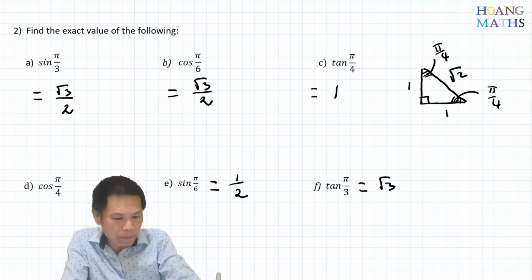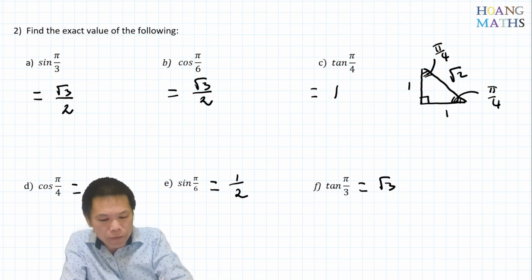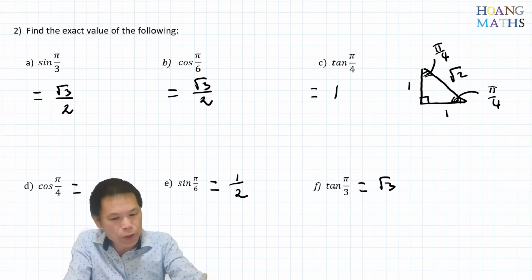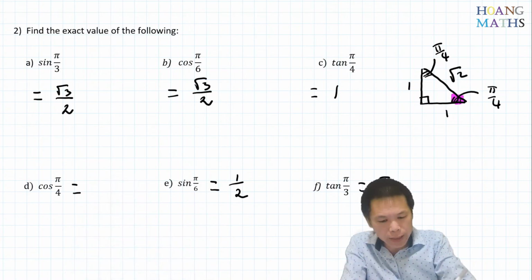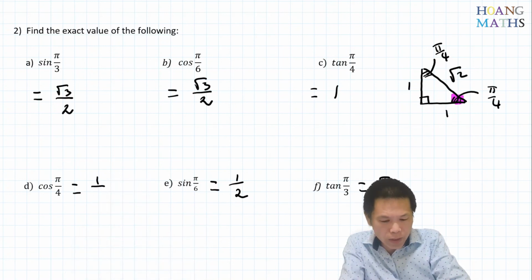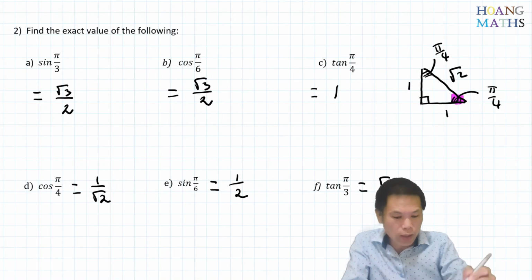Which is 1. And then cos of pi over 4. Again, I focus on this angle here. The adjacent is 1 and the hypotenuse is root 2. So 1 over root 2. The answer is 1 over square root of 2.